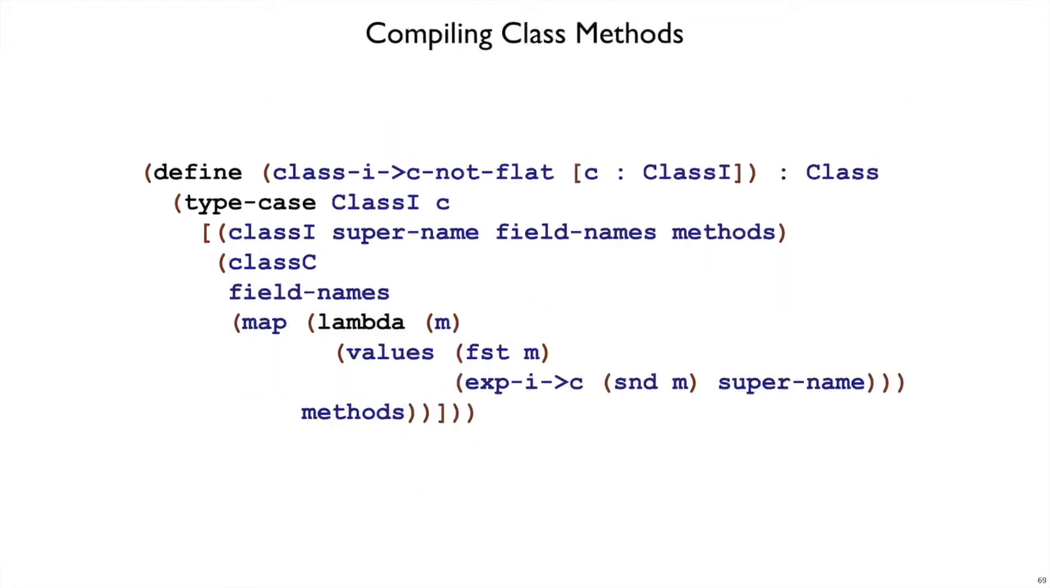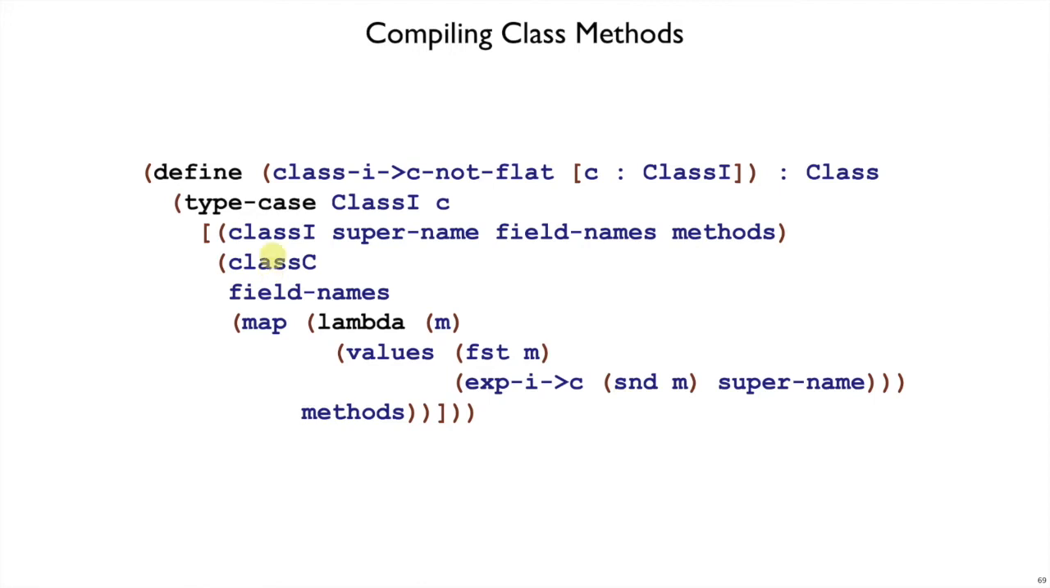Converting the expressions is part of the picture. We need to convert classes that have expressions in them in their methods. So we start with a class I to c not flat. And the not flat part here means we're just converting the xbys to exps without trying to merge fields and merge methods yet. So all class I to c has to do is forget about the super name, except use that while you're compiling each body.